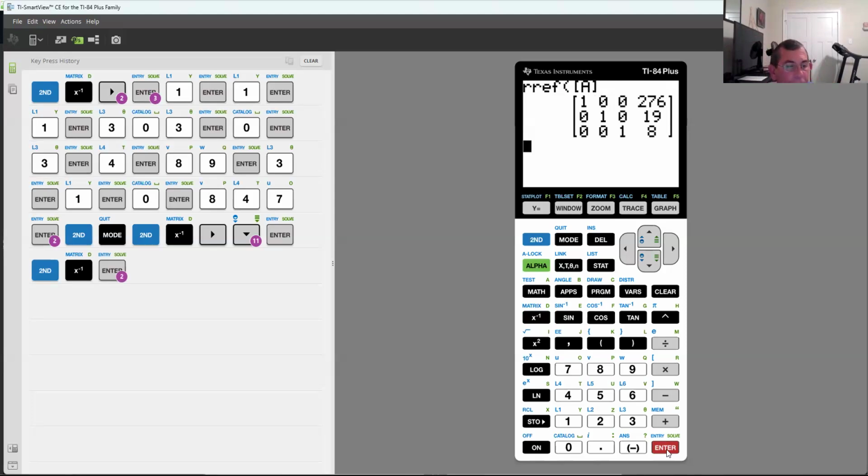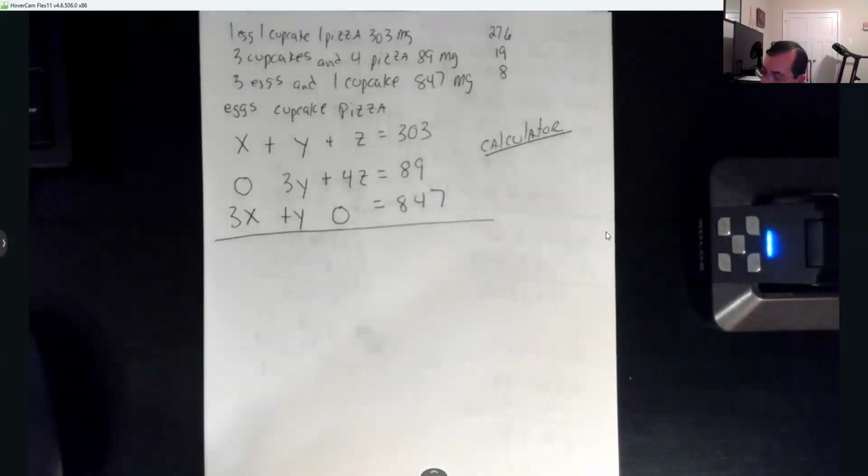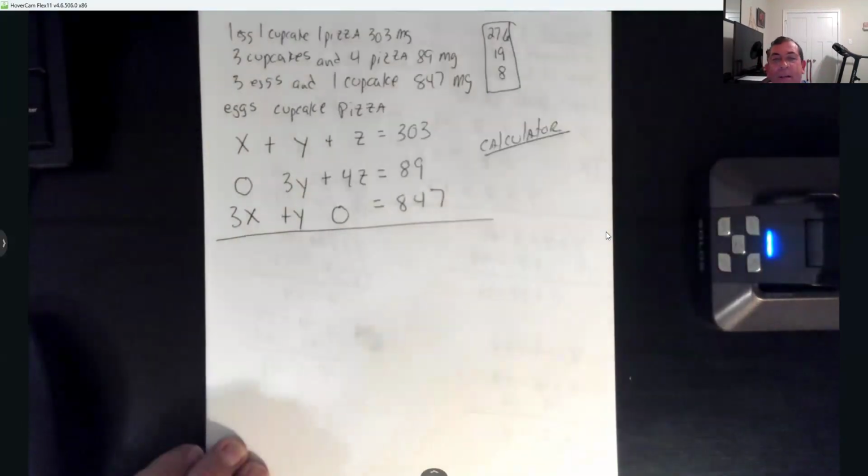So it looks like when we're done, we better get 276 for our eggs, 19 for the cupcake, and it looks like 8 for the pizza. Okay, y'all, so that's how quick that calculator is. Just come up with them 3 equations, punch those numbers in, and remember, if there's not a variable there, you got to put a 0, okay? All righty, so we know the answers when we're done. Better match those, okay?